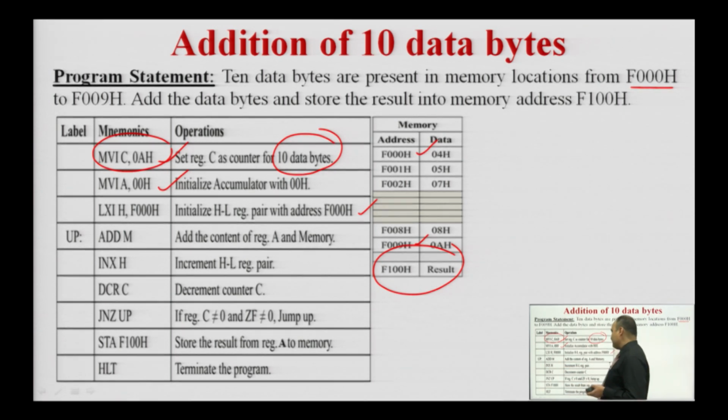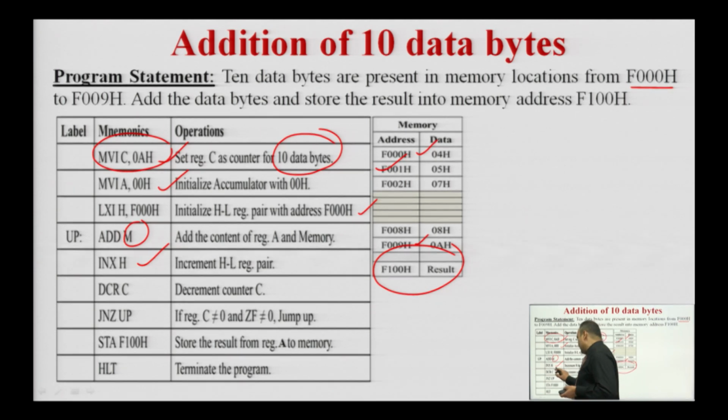Then ADD M. Here the address of the memory location is initialized with the help of the HL register pair. So, this instruction will add the content of memory with the content of the accumulator and store the result into the accumulator. Then we use instruction INX H. This instruction will increment the content of the HL register pair, so it will point to the next memory location, which has address F001H, where the second data byte is present.